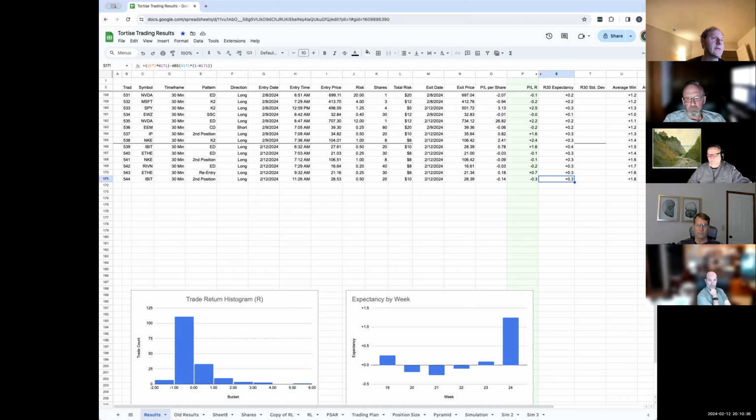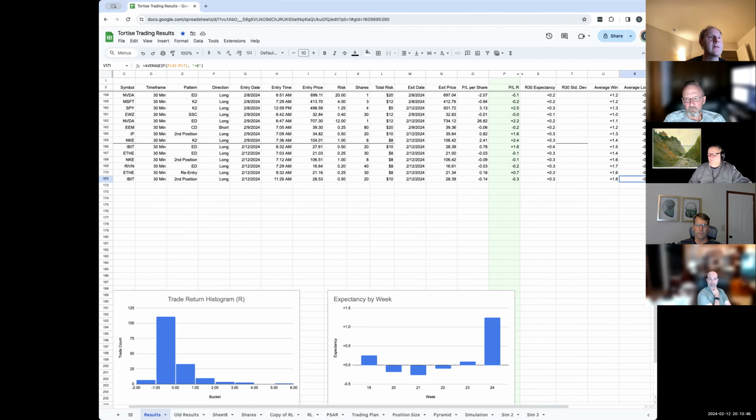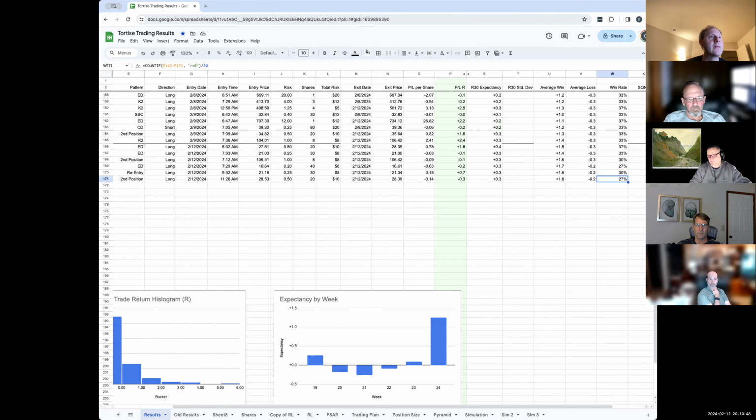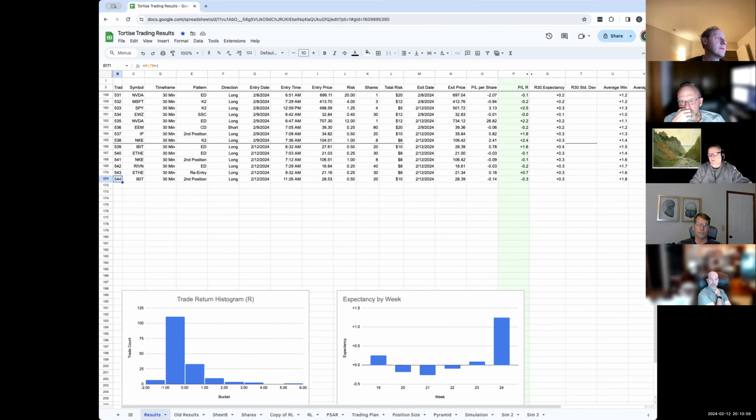I had a big winning streak last couple weeks. So currently the expectancy is 0.3. Average win is 1.8. Average loss is minus 0.2, and the win rate is 27%. So I track the pattern and the time frame. And this is a histogram of my recent trades here.